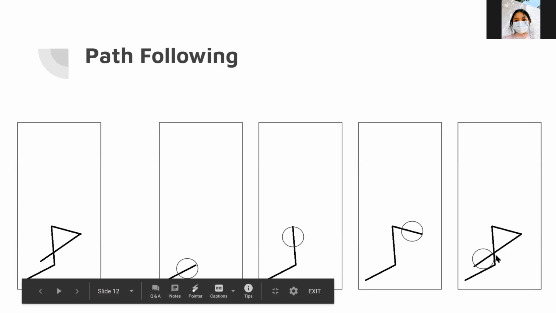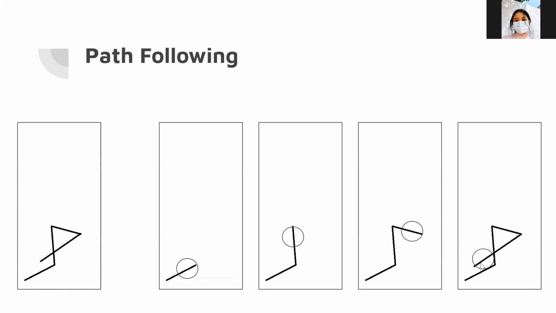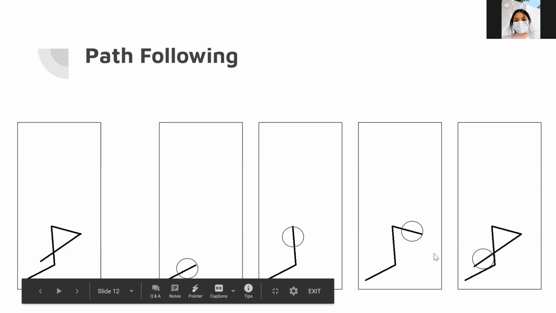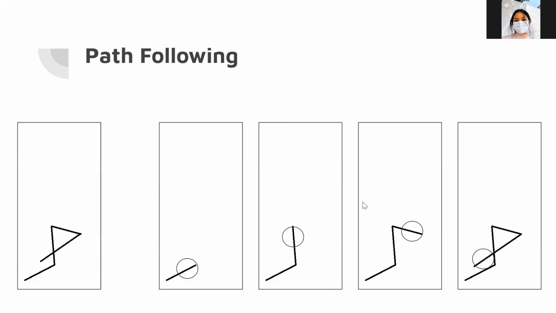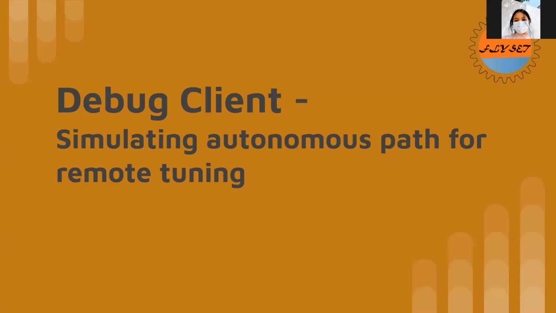And also, we extend the ending line segment because the way pure pursuit works, your robot is defined by a circle with a radius. So you just extend the last line segment by that radius, so the robot has an intersection point to follow at the very end. All right, now we're going to go over the debug client.